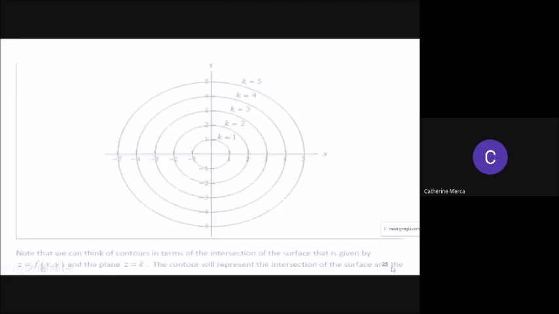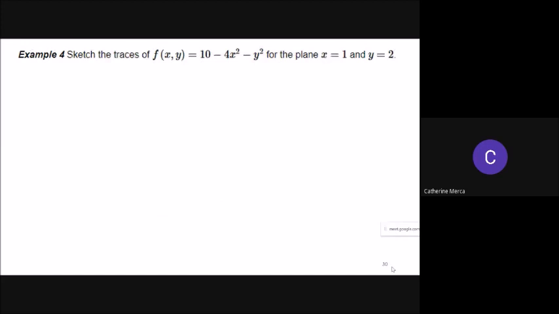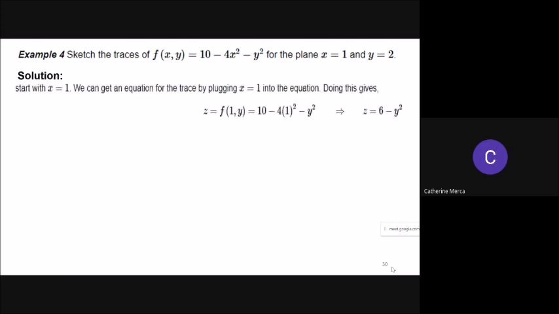Okay, so let us have an example. You're asked to sketch the traces of f of x, y equals 10 minus 4x squared minus y squared for the planes x equals 1 and y equals 2. Ang gagawin natin, start with x equals 1.